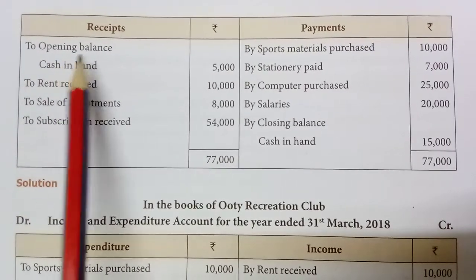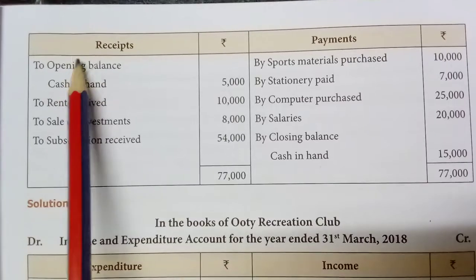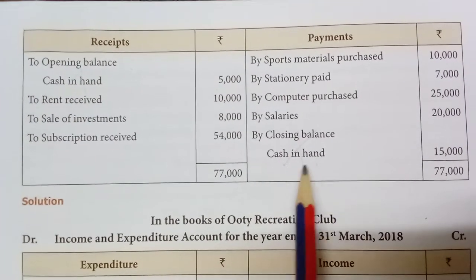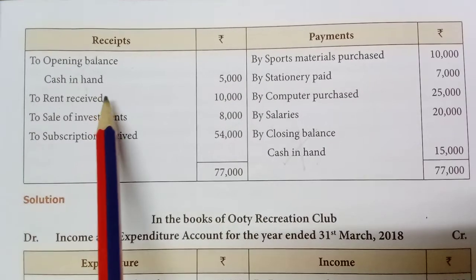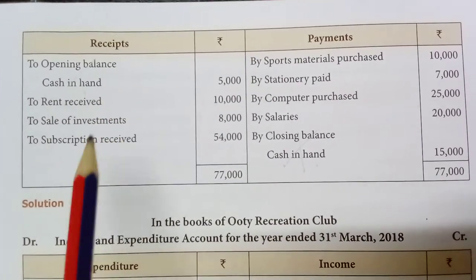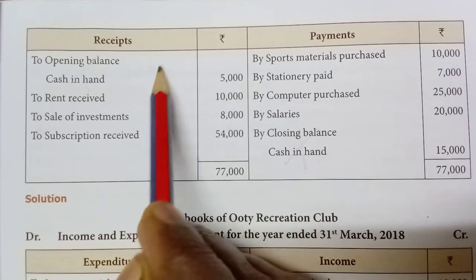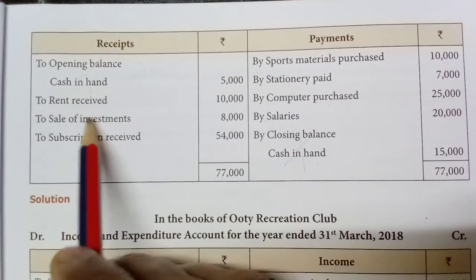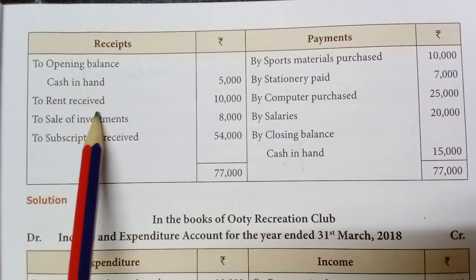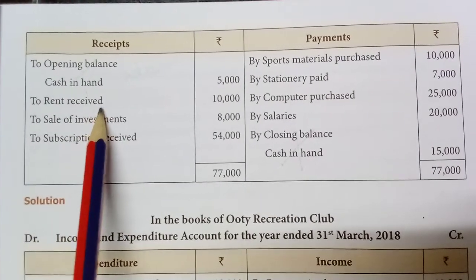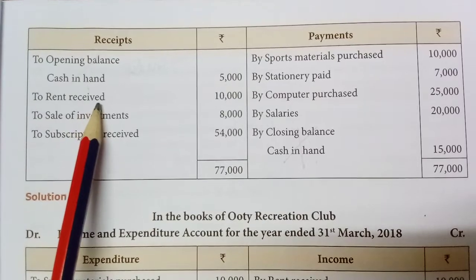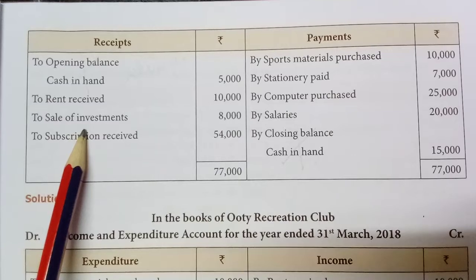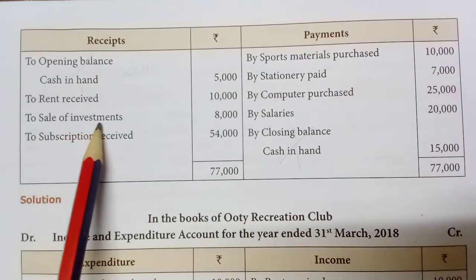What is the first step? We have to omit the opening balance and closing balance. This will not come, isn't it? Don't worry. Then next we have to spot out only the revenue items, of revenue nature. Rent received: whether it is recurring or non-recurring, you have to see. Rent received, often we receive, isn't it? It will be coming. Then sale of investment. The sale of investment is what?